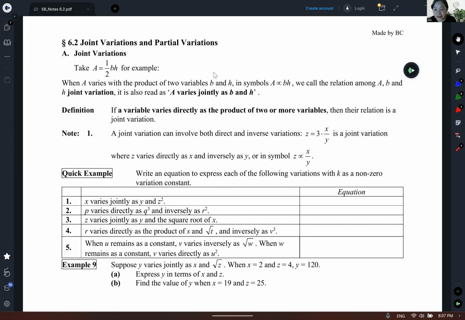Now, today we have a slight change. We're gonna switch to another chapter. I think it's the second part of variations.